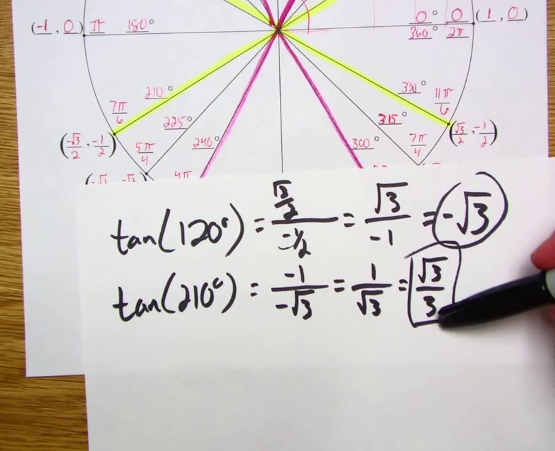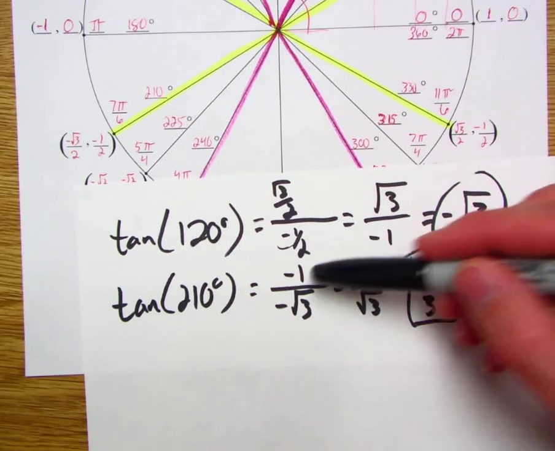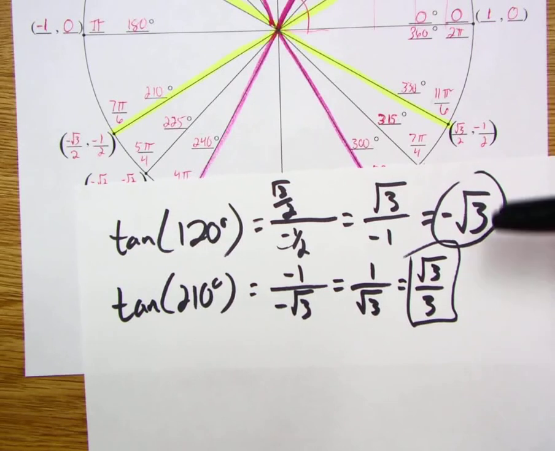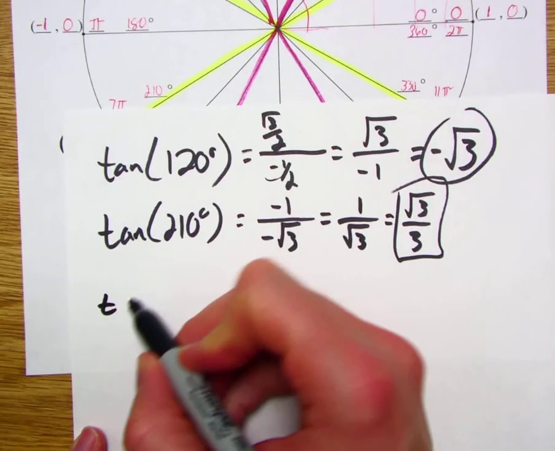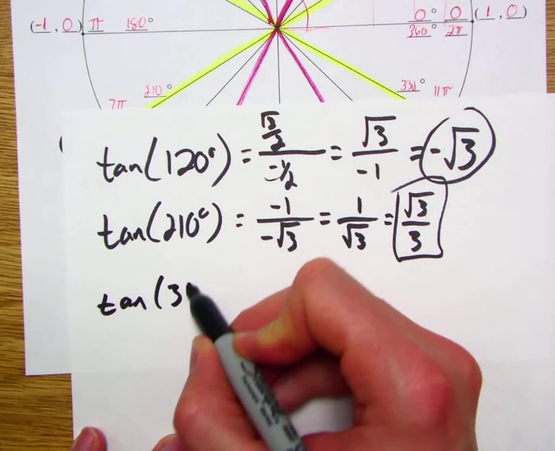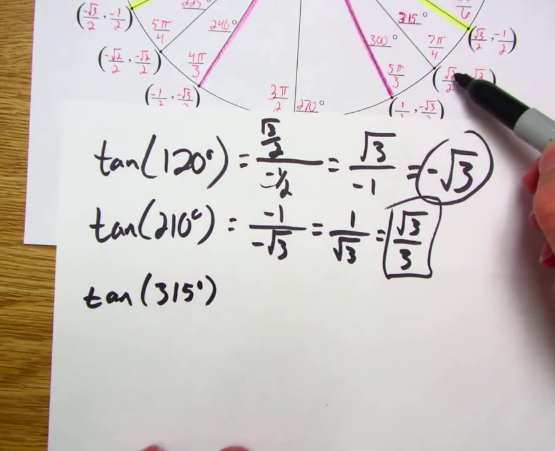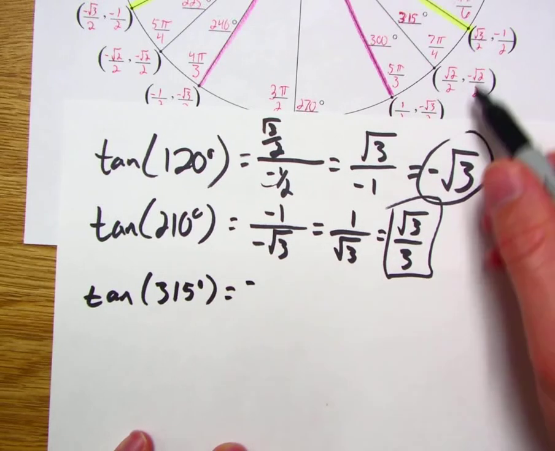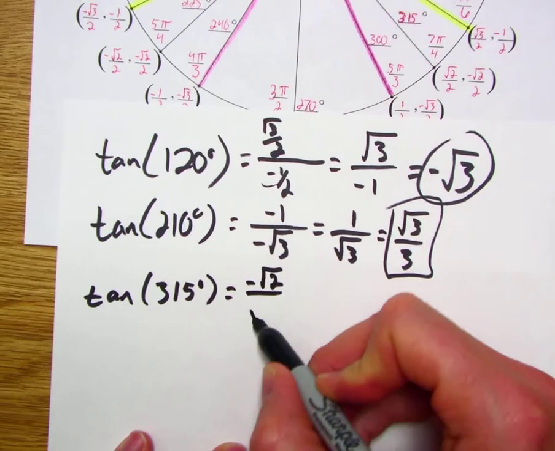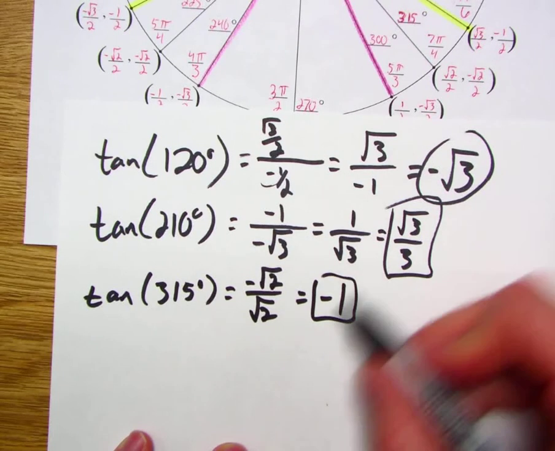Or you're going to have radical 3 over 3 when the 1/2 is the x-coordinate, or the y-coordinate. And then you're going to have 1. The tangent of any of your 45-degree angles, like 315 for instance, is going to be the same number over itself, and then maybe one of them is negative. So for instance, this one's going to be negative radical 2 over radical 2, which is going to be negative 1. So you have those 3 numbers.